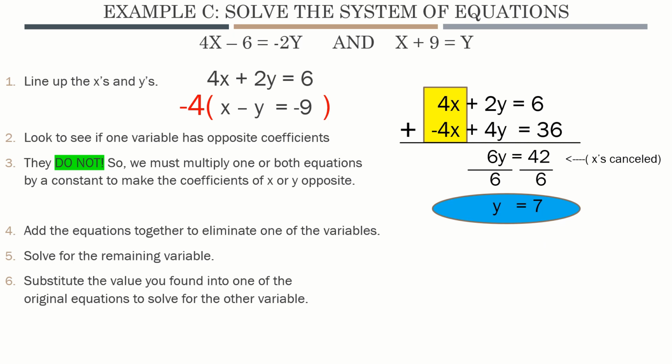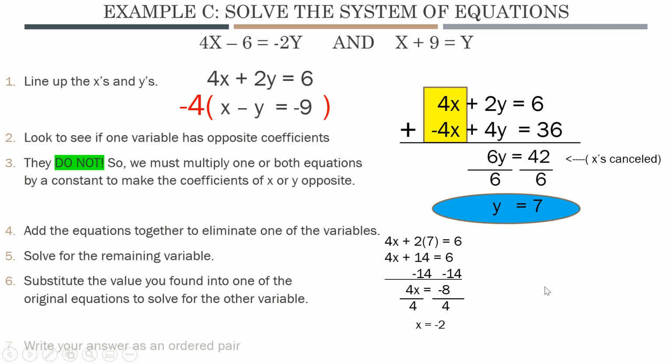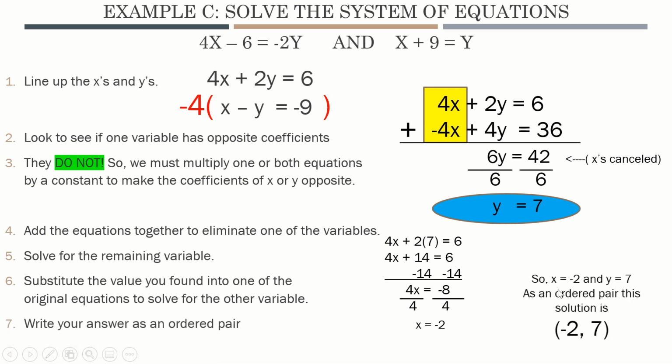Well, I plug it back into the equation to see what x is. So I rewrite my original equation, or my first equation. But instead of y, I now have 7. Multiply the 2 and the 7 to make 14. Subtract the 14 to isolate x, get that out of there. Divide both sides by 4, and that means x must be -2. Hey, we're done. So x is -2 and y is 7. We'll write it as an ordered pair. And since ordered pairs are always x comma y, this answer is going to be -2 comma 7.